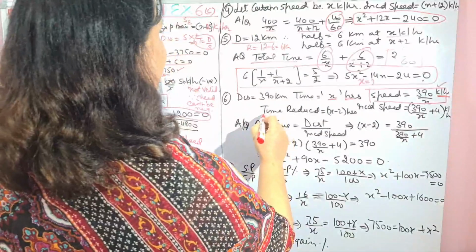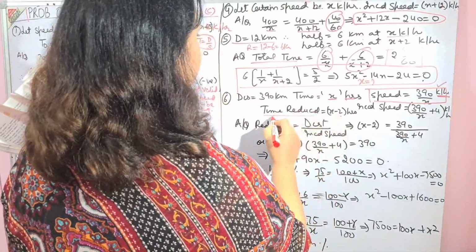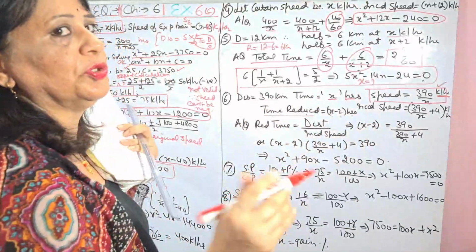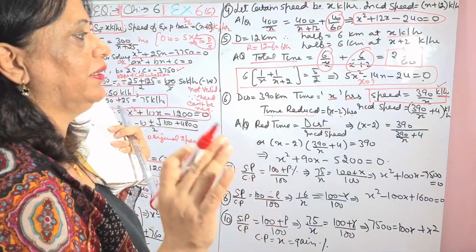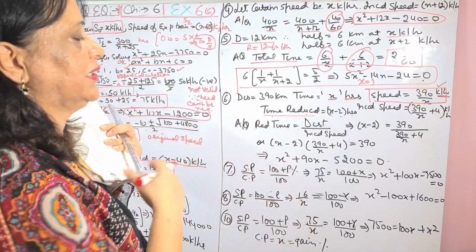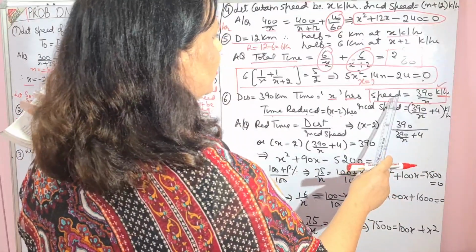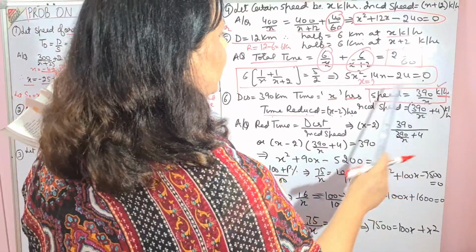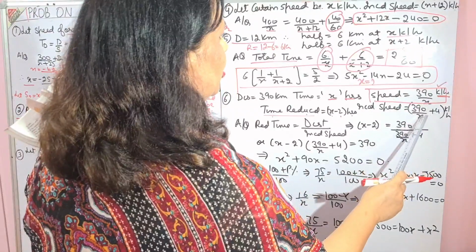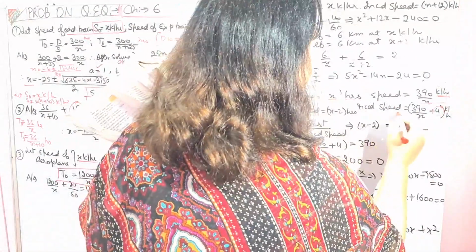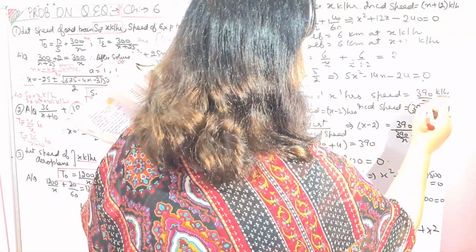Then he says time is reduced by 2 hours. So time reduced, x minus 2 hours. When time is reduced, it is understood that the speed has to be increased. So he increased the speed by 4 km. So first, original speed was 390 upon x. Increased speed was 390 upon x plus 4.